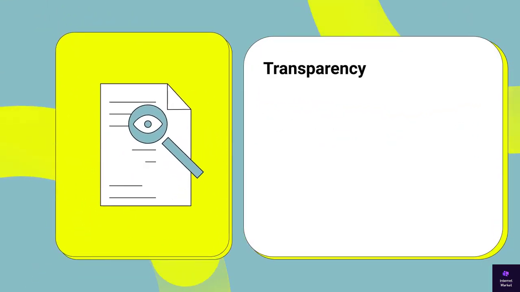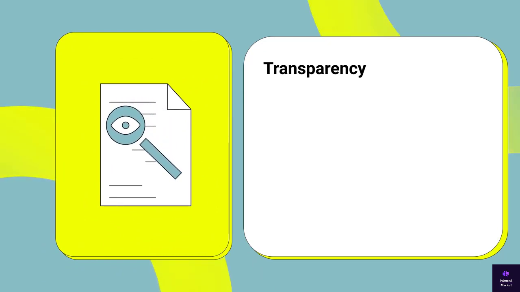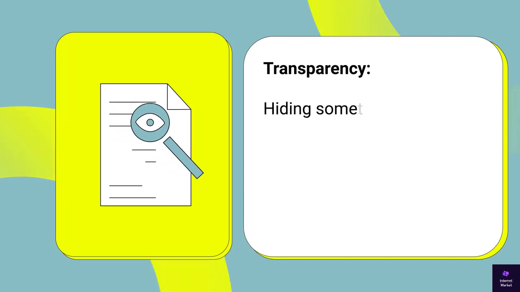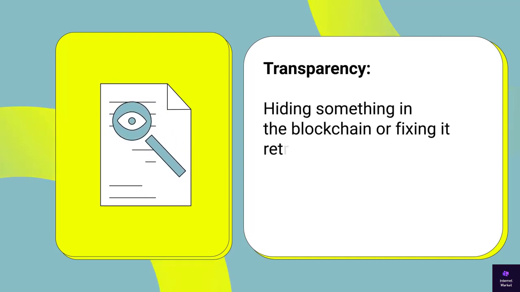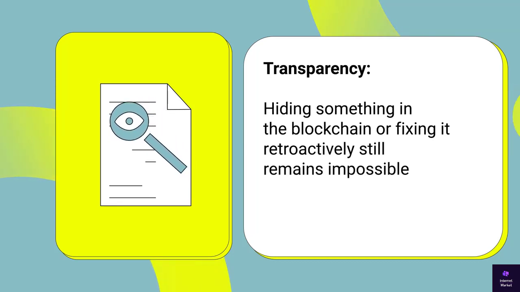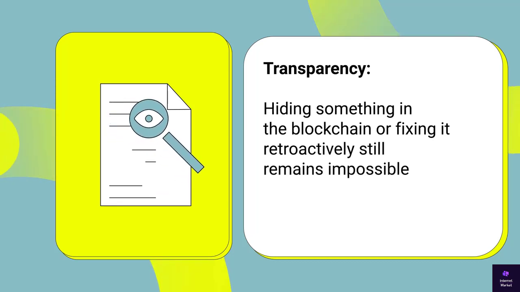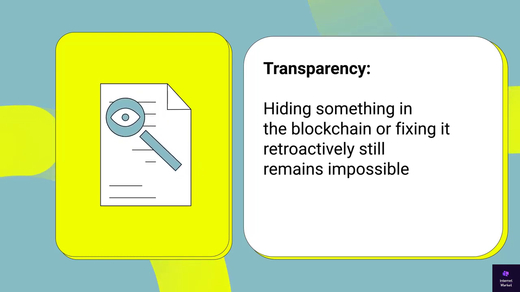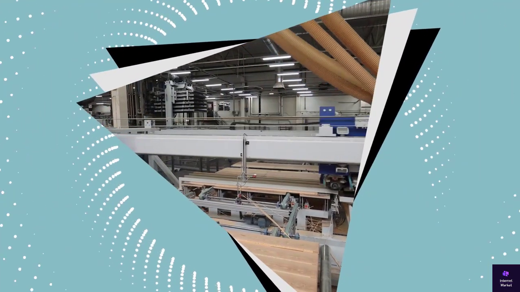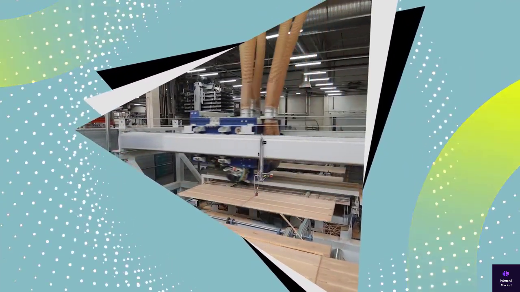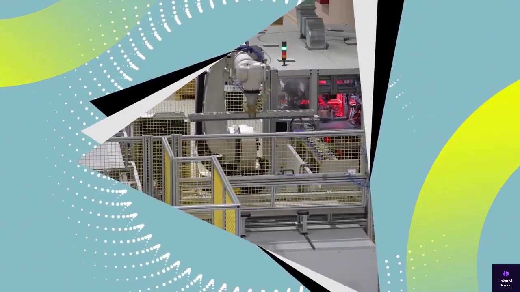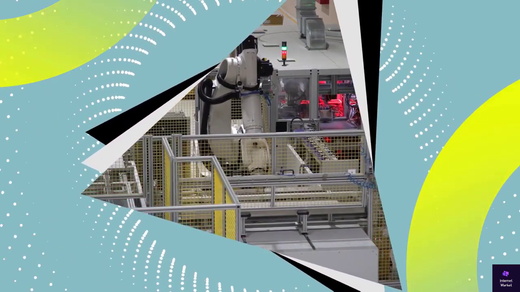Transparency is the third important feature of blockchain technology. Like decentralization, it's fully realized only in public blockchains. But at the same time, hiding something in the blockchain or fixing it retroactively still remains impossible. So, even a fully private state blockchain can't hide anything if it gets audited. Moreover, deleting such a database is problematic because it's distributed. This feature makes blockchain a truly revolutionary technology that has already gone far beyond the cryptocurrency market.